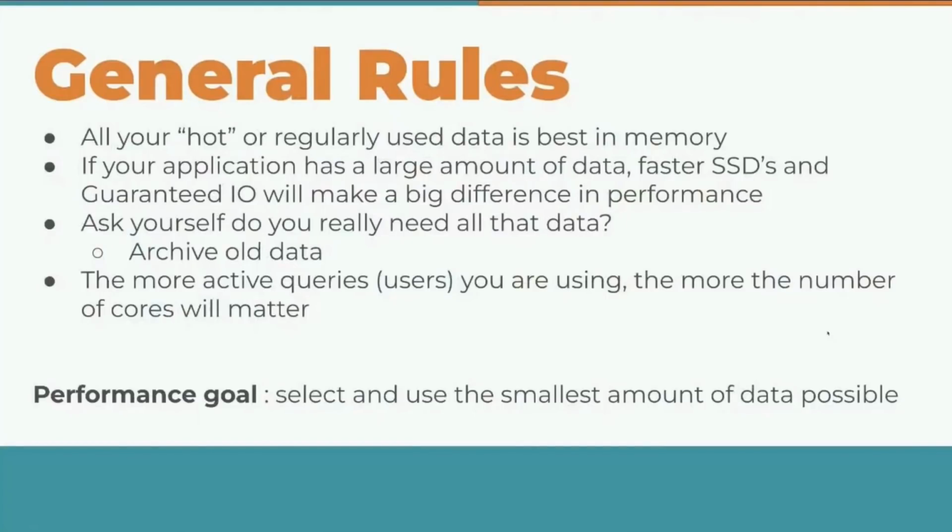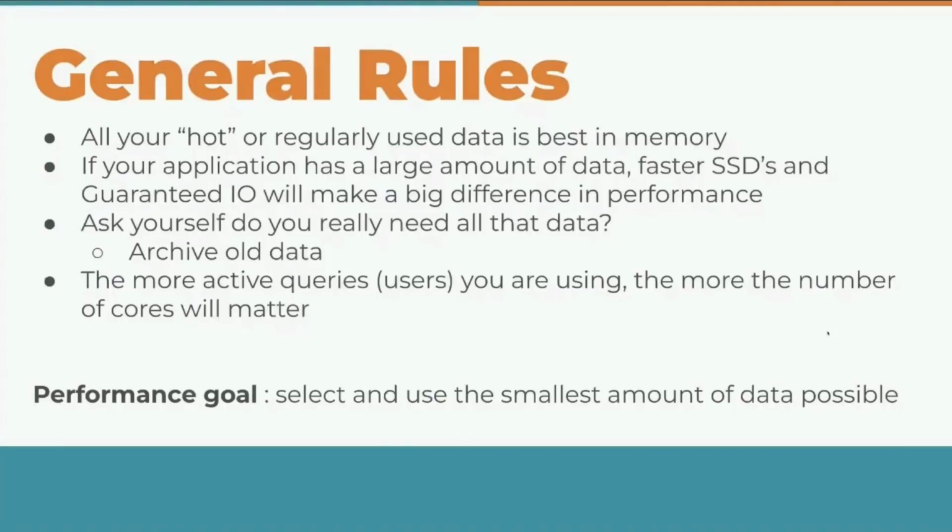So those are some general rules on hardware selection and optimizing your system and making sure you've chosen the right infrastructure. Make sure all of your hot data is regularly in memory. If you do have a lot of data that you need, make sure it's on faster disk. Make sure you use guaranteed IO if it is a heavy IO system. See if you can get rid of some of that data or reduce it. And make sure that, if you're going to have a lot of concurrent users, you are using more cores.